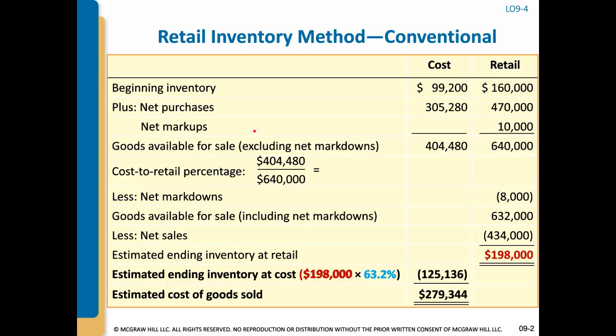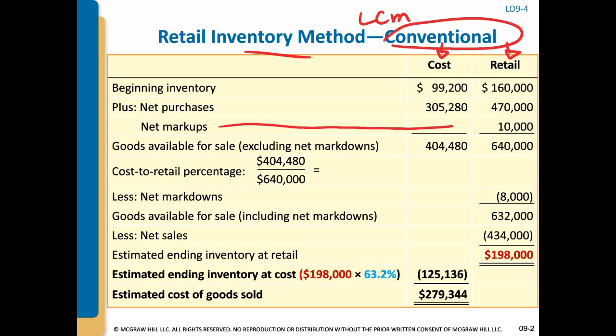the retail method of how we calculate it, we have the cost column and the retail column. When we do the conventional method, which estimates a lower cost of market, we include the markups in the retail column and then calculate the goods available for sale, which is used to calculate the cost to retail percentage. However, this is the main difference. The markdowns, the net markdowns, are not included, right? They're not included in this calculation.